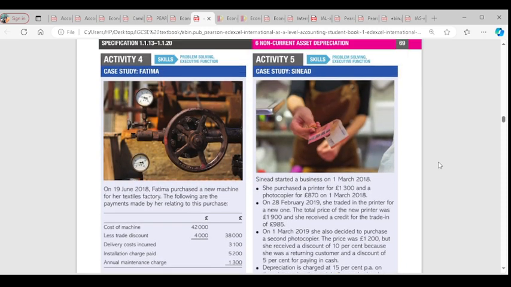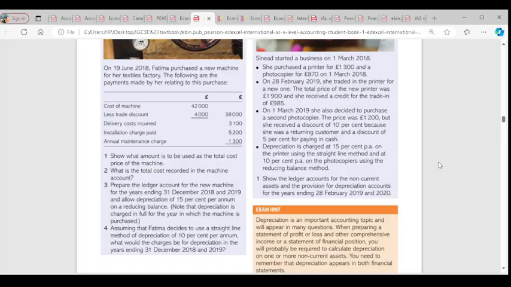For activity 4, are you there? Yeah. They said, on 19 June 2018, Fatima purchased a new machine for a textile factory. The following are the payments made by her relating to this purchase.